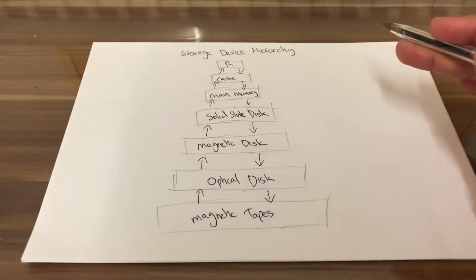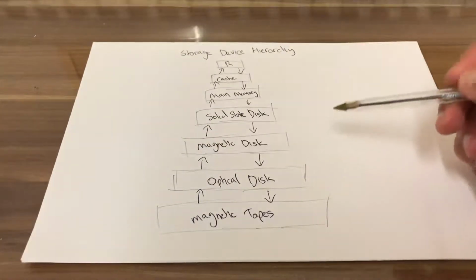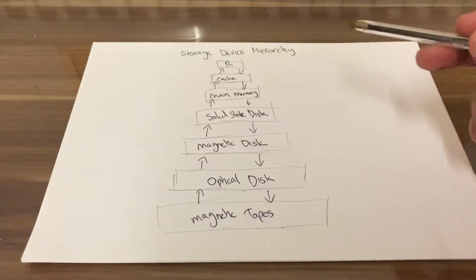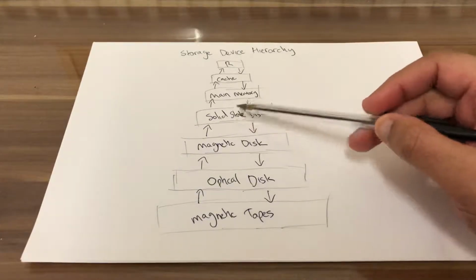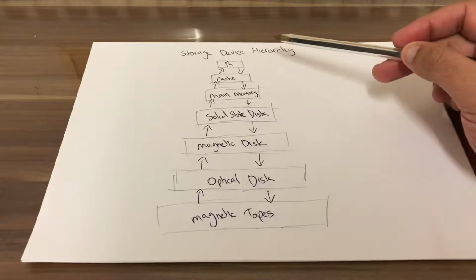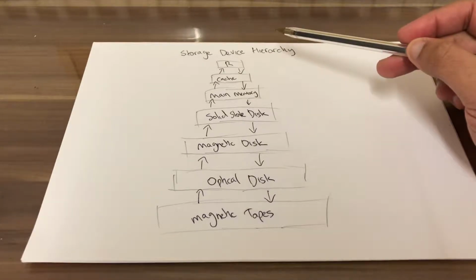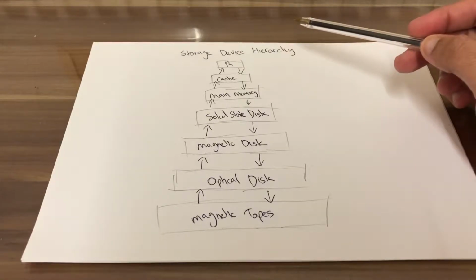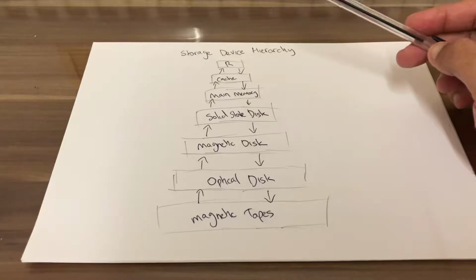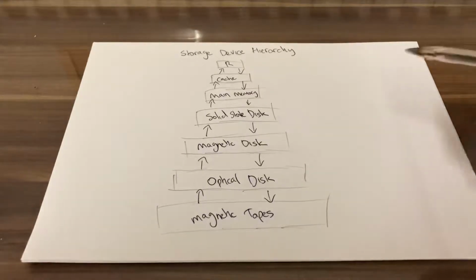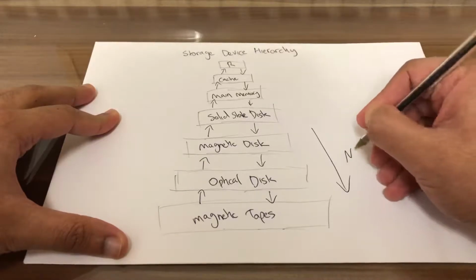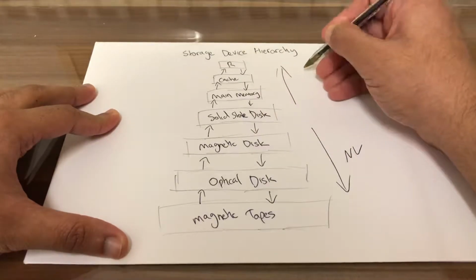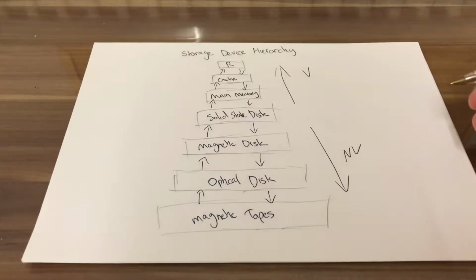In the hierarchy shown in this diagram that we have drawn on screen, the storage systems above the solid state disk, which is here, are all volatile, whereas those including the solid state disk and below are non-volatile. So all these are non-volatile, and all these on top are volatile. Solid state disks have several variants, but in general are faster than magnetic disks and are non-volatile.